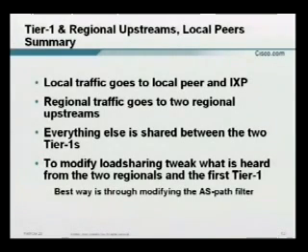And the summary of all that: local traffic goes to the exchange point, the local peer, the regional traffic goes to the regional upstreams, everything else is shared between the two tier 1s. You get enough detail from the first tier 1 so that traffic between you and them and their customers and their neighbors goes to them, and then everything else you send to the second tier 1. And by fine-tuning what you accept from the first tier 1, you can get pretty good load sharing.